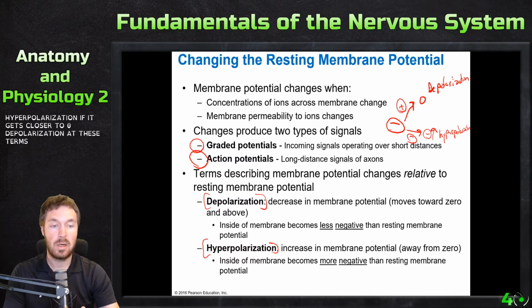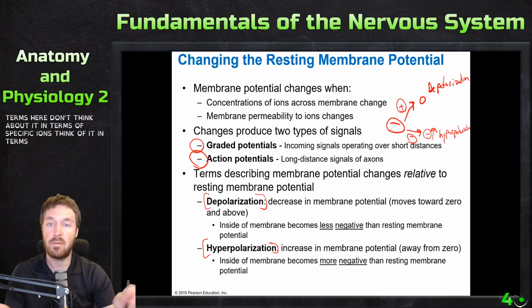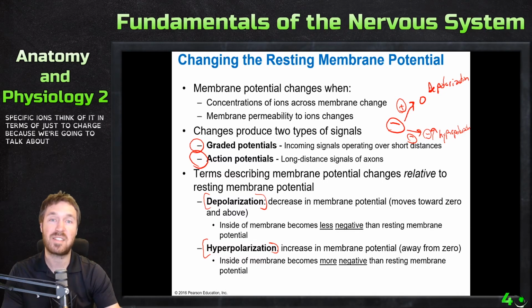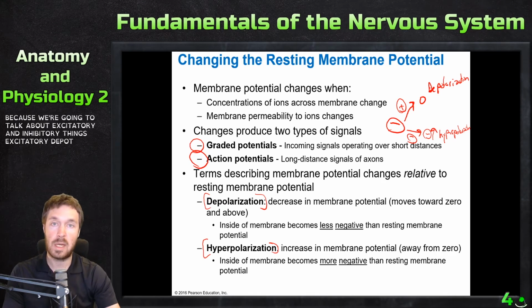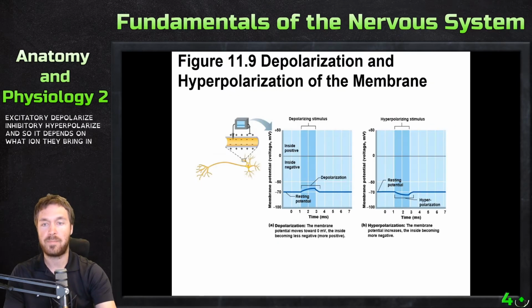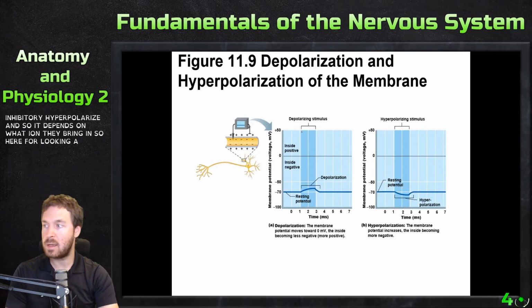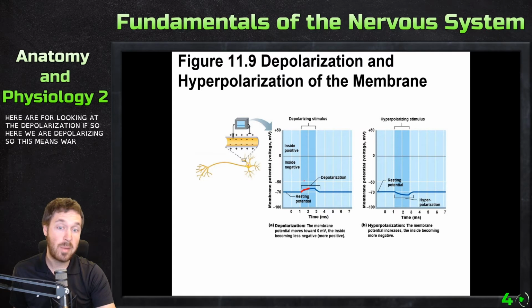That's these terms here. Don't think about it in terms of specific ions. Think of it in terms of just a charge, because we're going to be talking about excitatory and inhibitory things. Excitatory, depolarize. Inhibitory, hyperpolarize. And so it depends on what ion they bring in. So here, if we're looking at the depolarization, so here we're depolarizing. So this means we're becoming less negative.